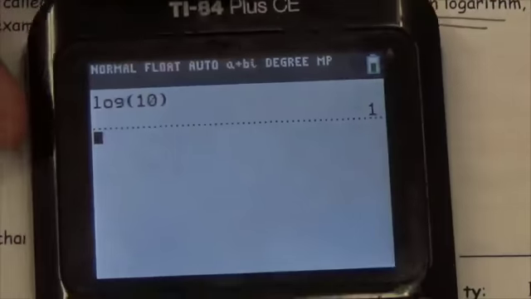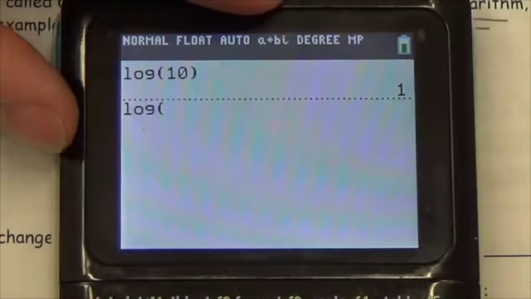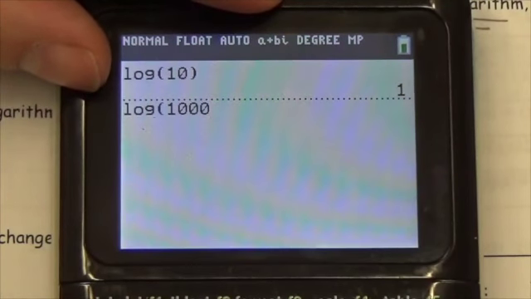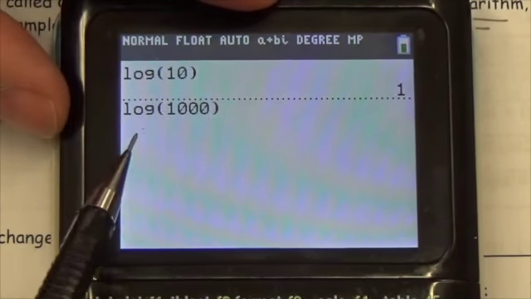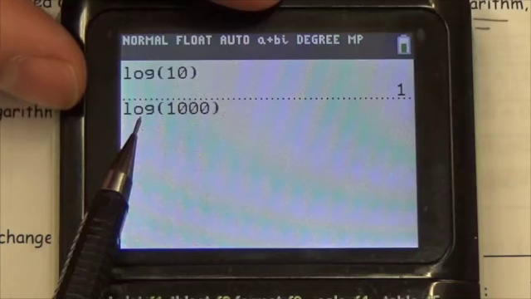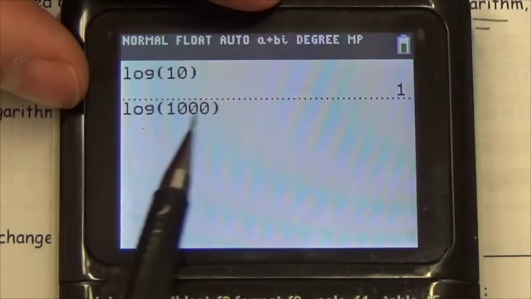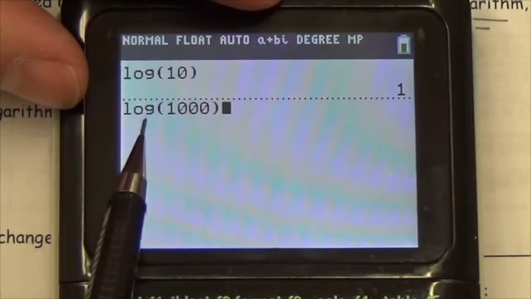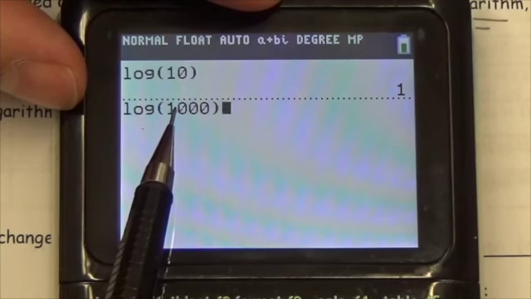Now we're just going to do all of these. So log of 1,000. Okay, so I press my log button. 1, 2, 3. Now let's just think about this. Let's see if we can predict this. The base here is 10. So the question is, what exponent on 10 creates 1,000?